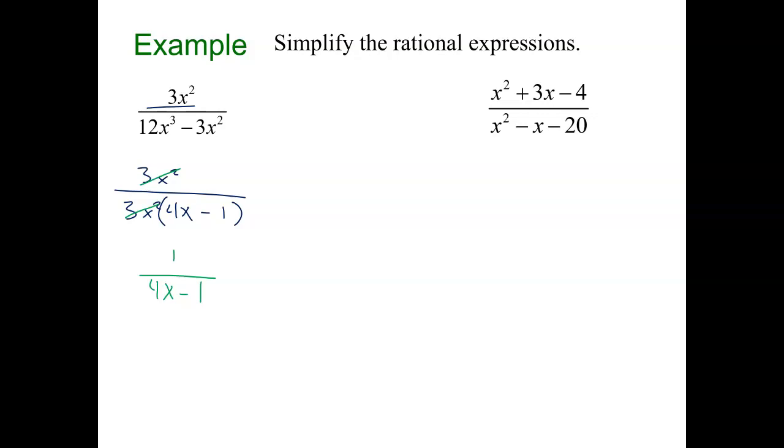Yeah, so we're just looking for things that are in common with both sides. And then we can simplify those like we would a fraction when we have the common factor. So I can divide both of these by 3x squared, which gives me a 1 in the numerator, and it leaves me with 4x minus 1 in the denominator. Okay?